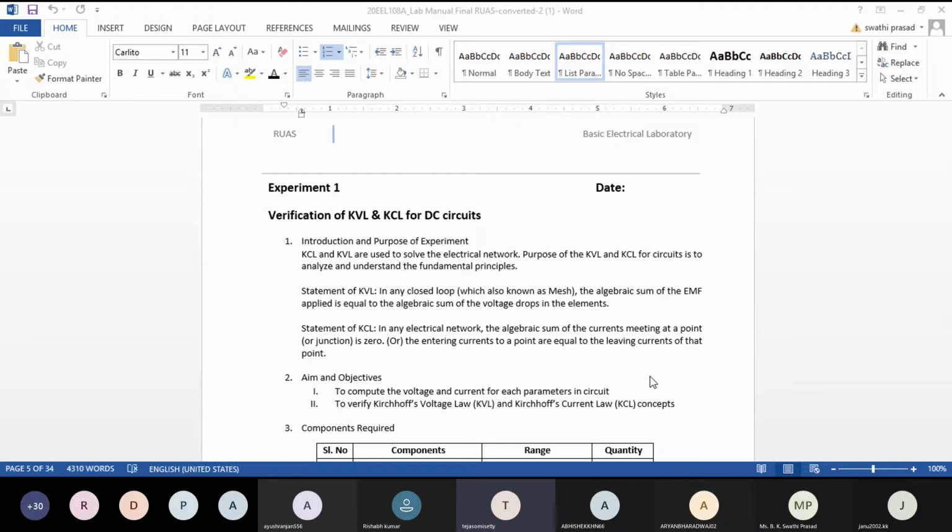The algebraic sum of EMFs applied. Ma'am, briefly, in any closed loop, the total voltage around the loop is equal to the sum of all the voltage drops within the loop. Yeah, so what we can say is the algebraic sum of voltage drops across each element in a circuit is 0. Correct?